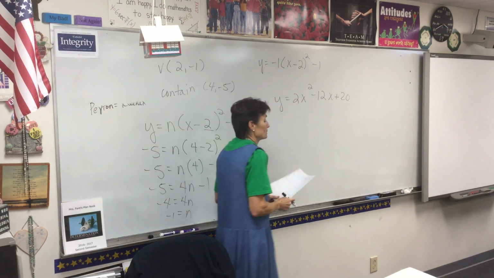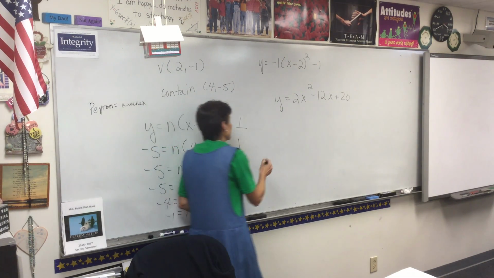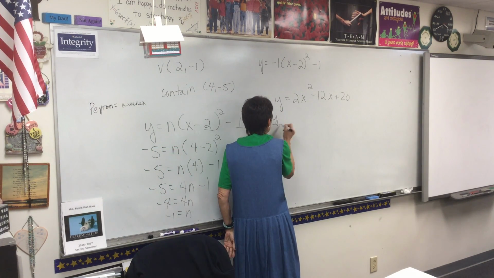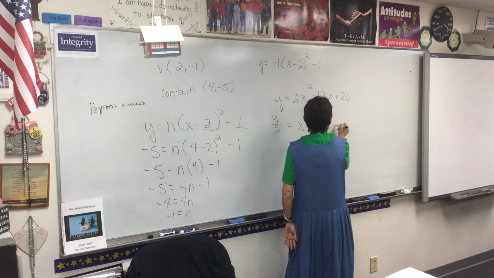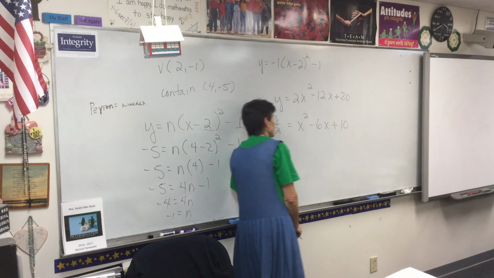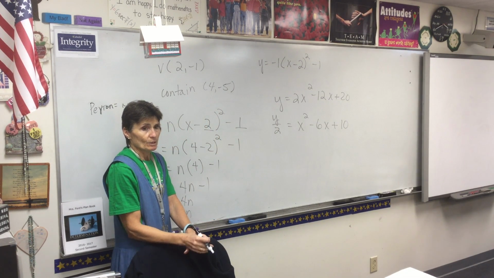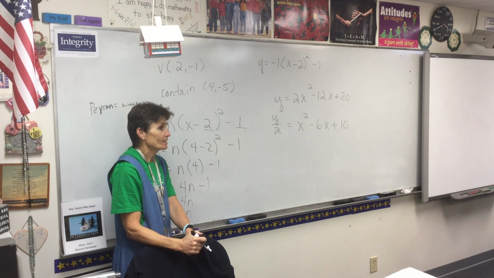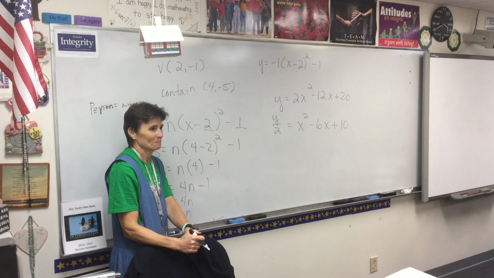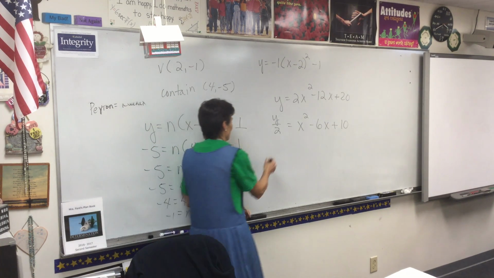So here we go. Who remembers the steps to this? Divide everything by 2. So x squared minus 6x plus 10. So I started by dividing everything by 2. Now what? Subtract 10.